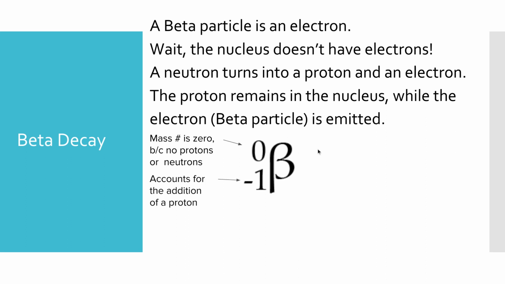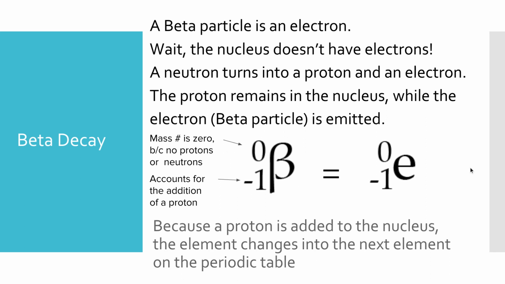And the atomic number is -1, which again, can't be a real thing, right? There's no such thing as -1 protons. It's there to essentially account for the addition of the proton. When I show you a reaction with a beta particle, I hope it's going to make more sense. It's basically a math trick to make the numbers work out. And again, a beta particle is an electron. So sometimes I'll write a beta particle as an electron because it's really the same thing.